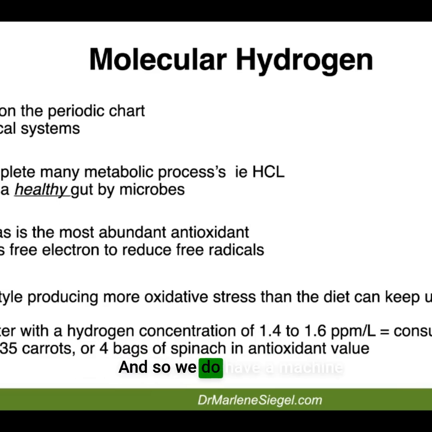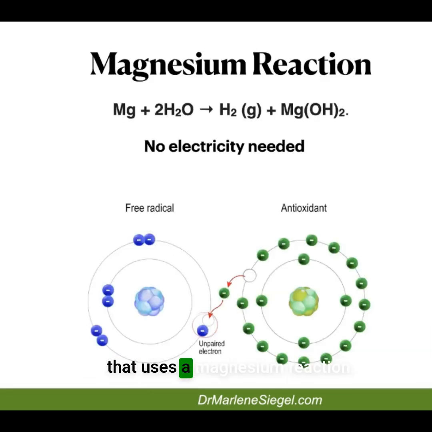And so we do have a machine that uses a magnesium reaction. I love this machine because it doesn't require electricity. I live in Florida, the power goes out quite often. And so I can still make water by simply turning on my faucet. It goes through 14 filters. It goes through this process using magnesium, and the outcome is a hydrogen infused water.